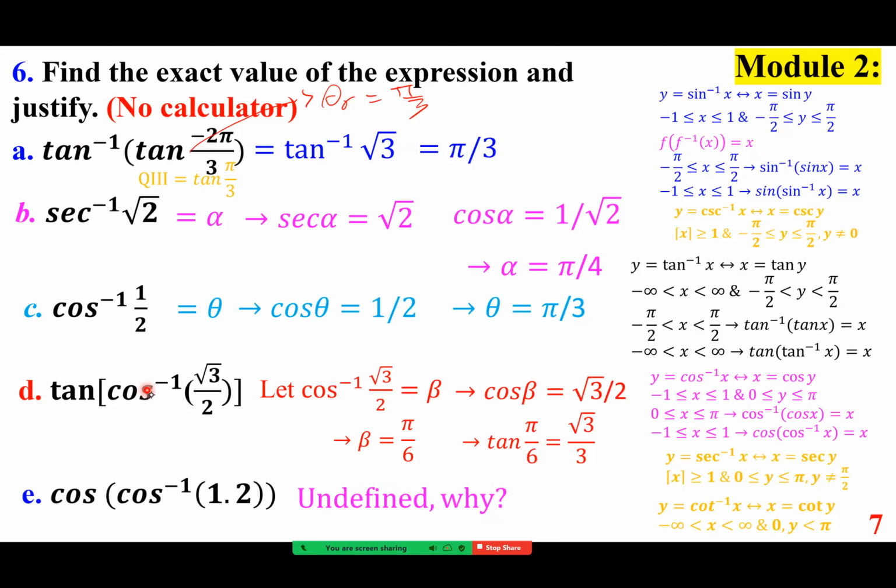This is undefined because 1.2 is larger than 1. If you set this equal to alpha, cosine of alpha is 1.2, which cannot be.